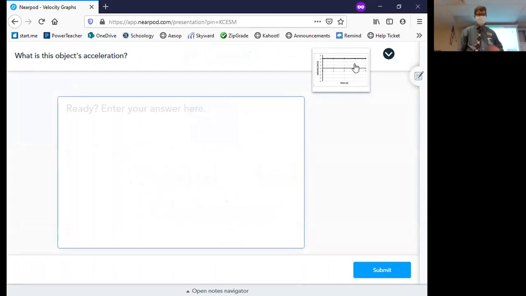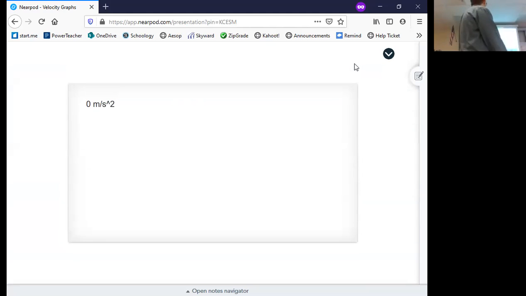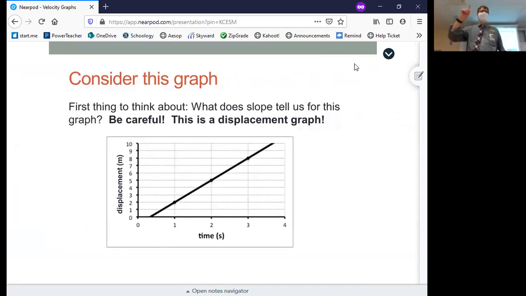So I think we're pretty much in agreement, right? If you're going at a constant speed, that means your acceleration is 0. So if you're going at constant speed, you have no acceleration. All right, one more graph now. Here's one more graph, and then I'm going to have you draw some graphs.